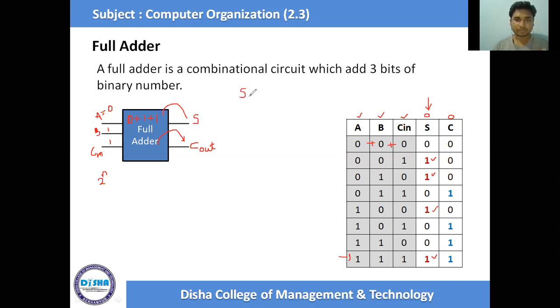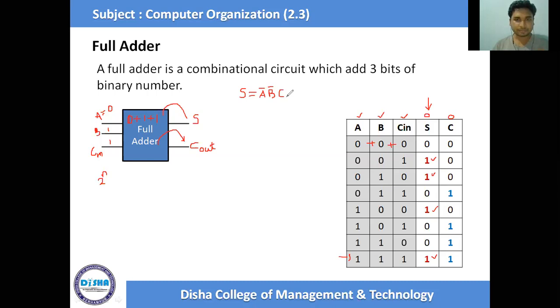So S equals, for this first case, A is 0 and B is 0. As we know, 0 means a NOT operation, or the complement form. So A complement, B complement, and C in is 1. Instead of writing C in, I'm just writing C I.